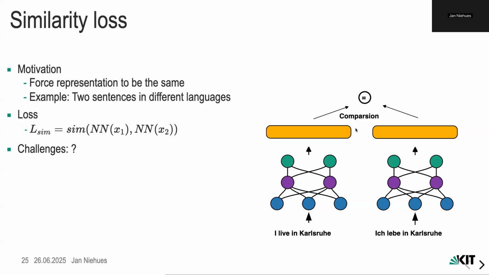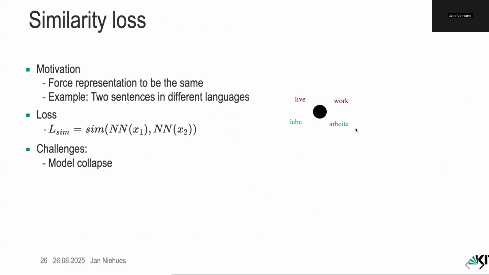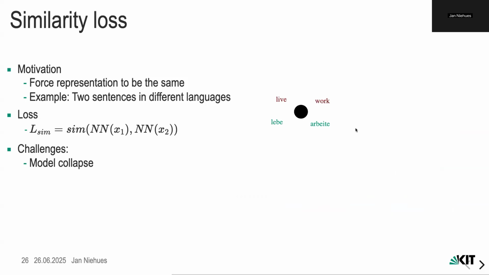Yes. That is what is referred to as model collapse. If you just learn to map every word exactly onto the same hidden representation, you've achieved it. You can't find out anywhere whether it's German or English. Everything is the same because it's just zero.